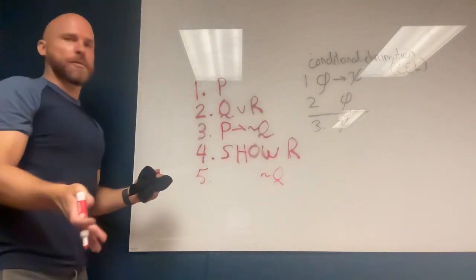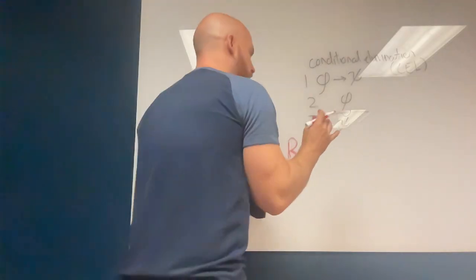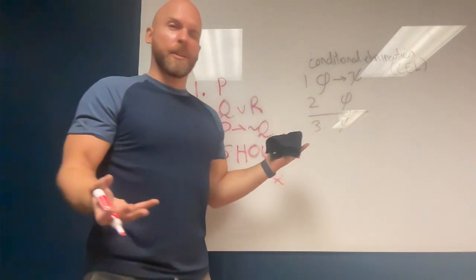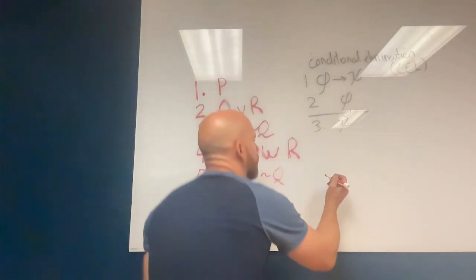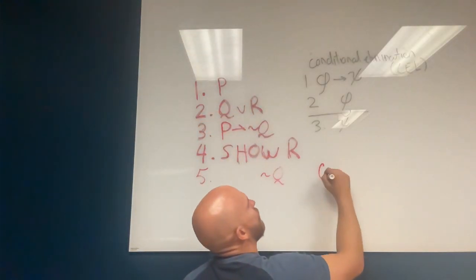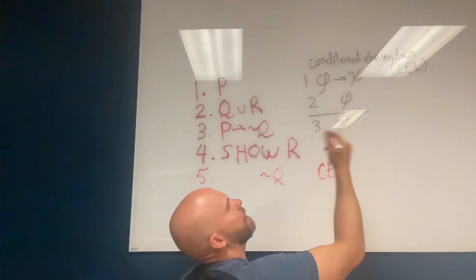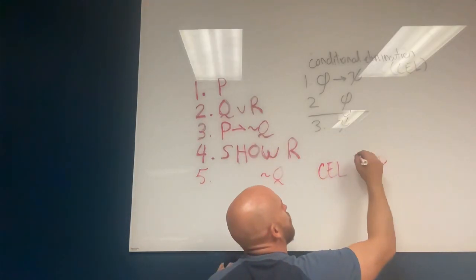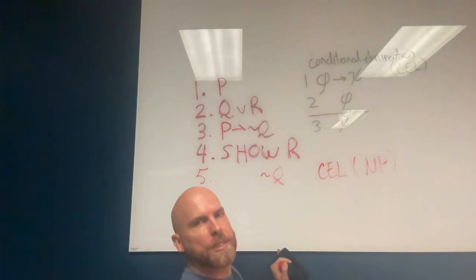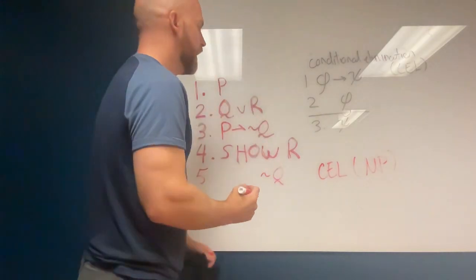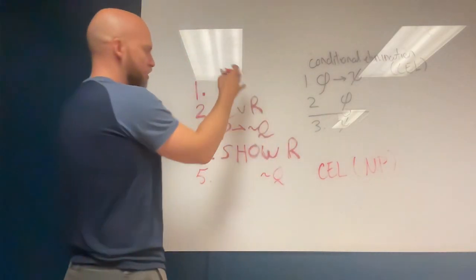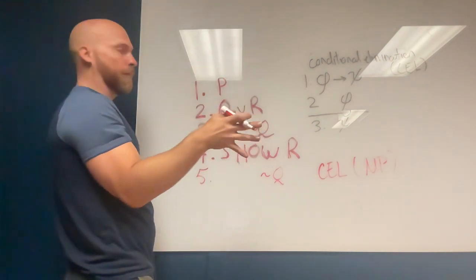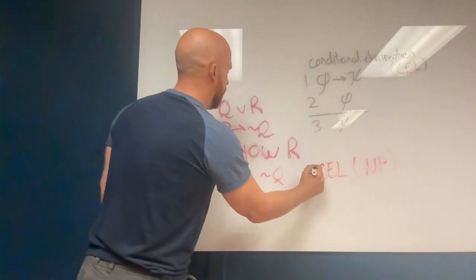And how do I justify this? I'm not going to write that all out. It's already kind of justified by the truth tables. I'm just going to abbreviate. I'm going to put CEL for conditional elimination. You can also put Modus Ponens if you want. Modus Ponens, again, the Latin. But this is a justification. Now I also need to put in the number of the lines that I'm referring to, and that's line 1 and line 3.